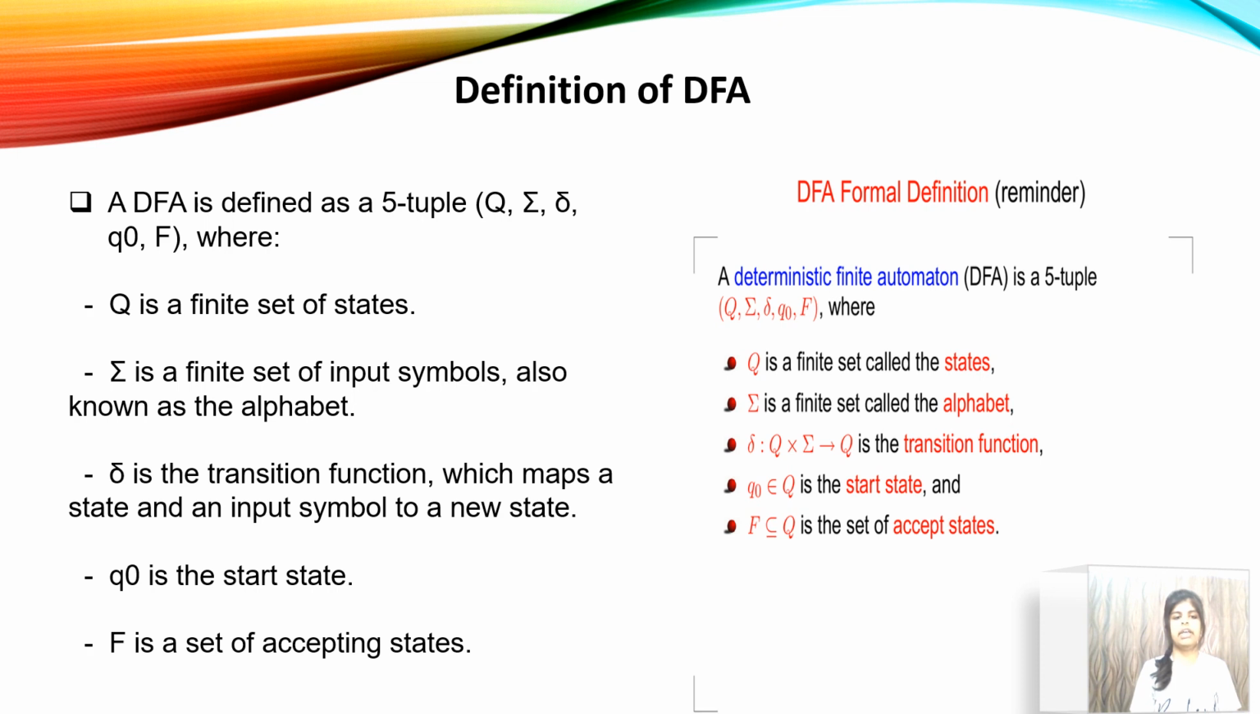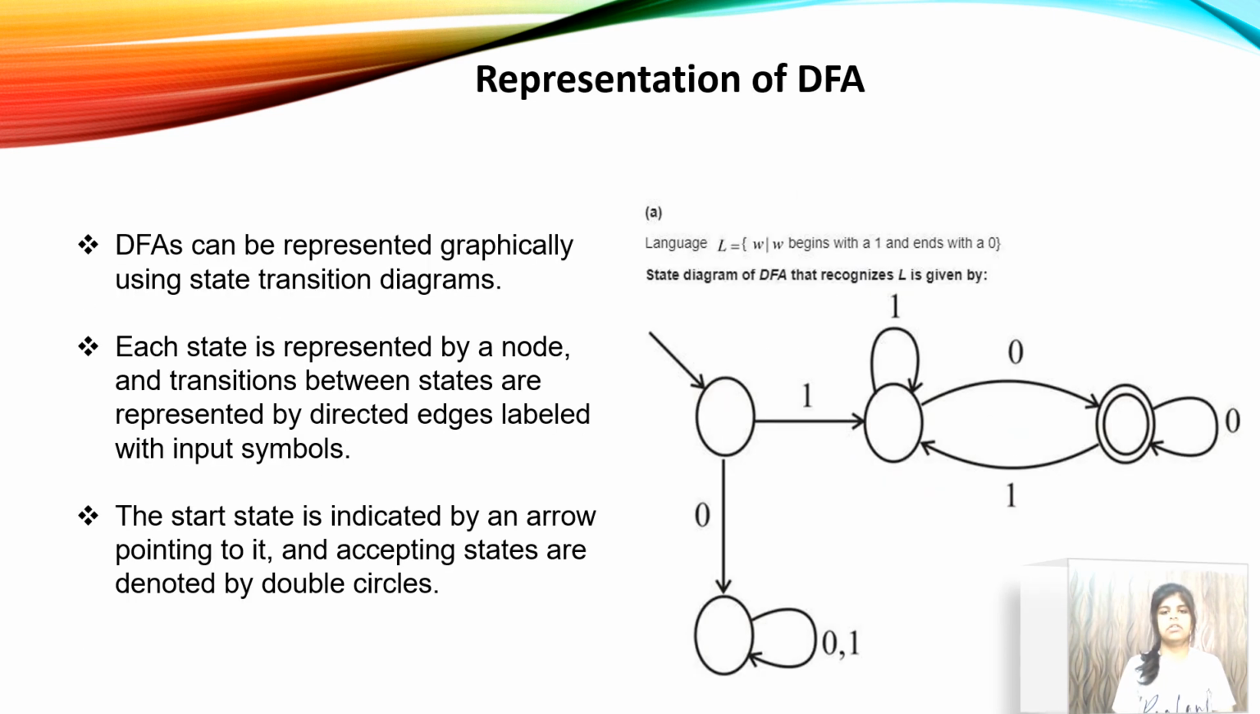Definition of DFA. A DFA is defined as a 5-tuple (Q, Σ, δ, q0, F), where Q is a finite set of states, Σ is a finite set of input symbols, also known as the alphabet, δ is the transition function which maps a state and an input symbol to a new state, q0 is the start state, and F is a set of accepting states.